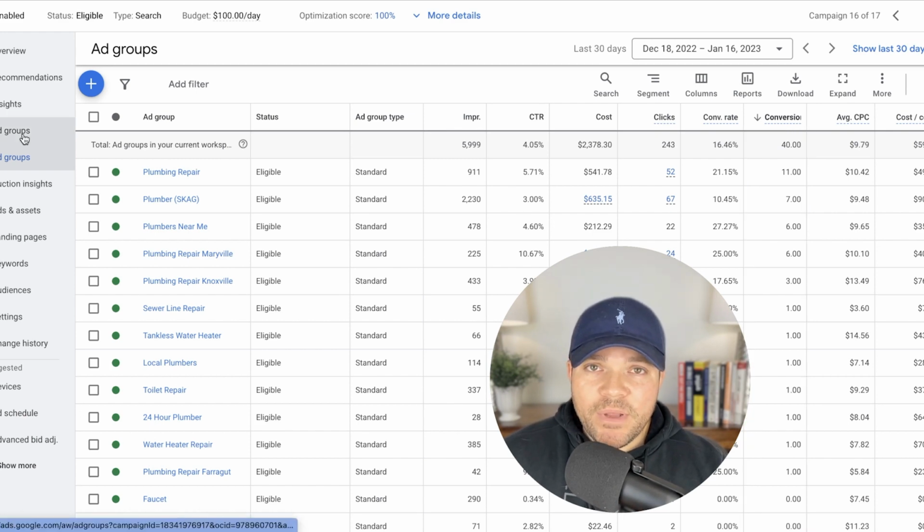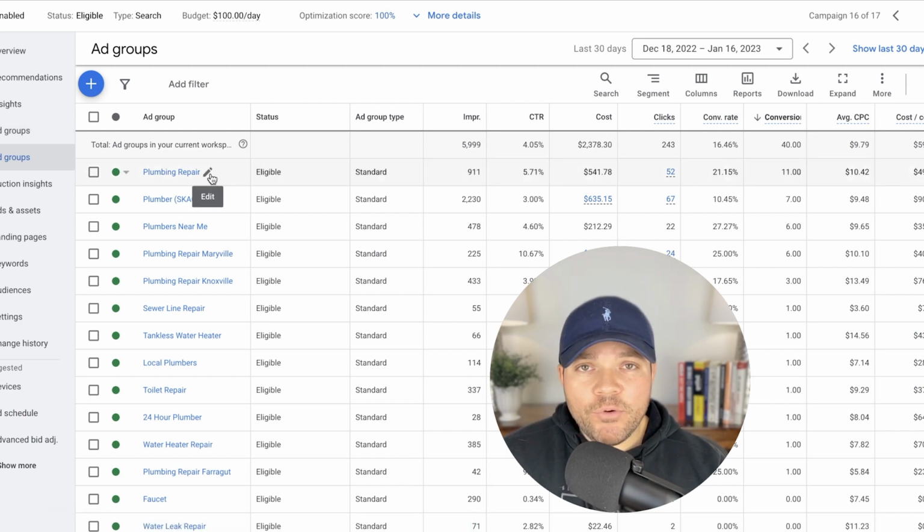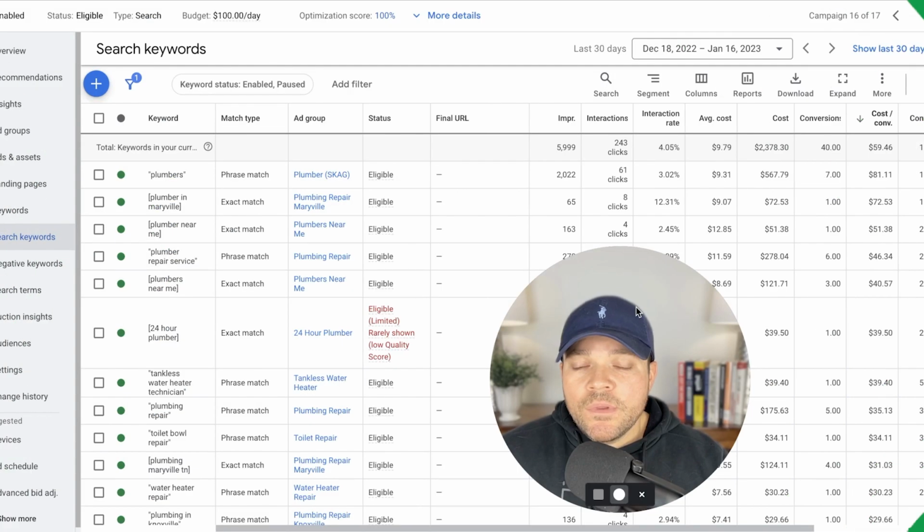So one thing I wanted to mention about the ad groups. The ad groups consist of both the ads themselves and then the actual keywords themselves. For instance, plumbing repair. Any keyword or ad that would be closely related to plumbing repair would be categorized inside of this. So let's take a look at the keywords that we're using here for this campaign.